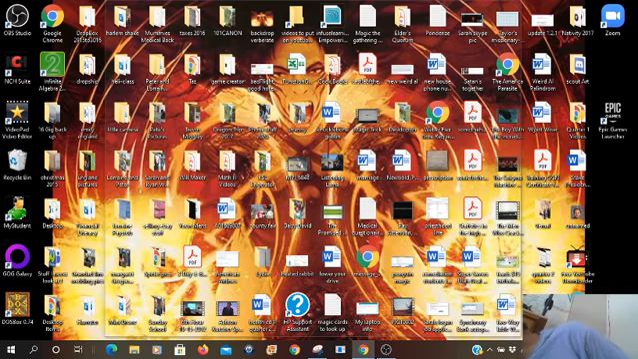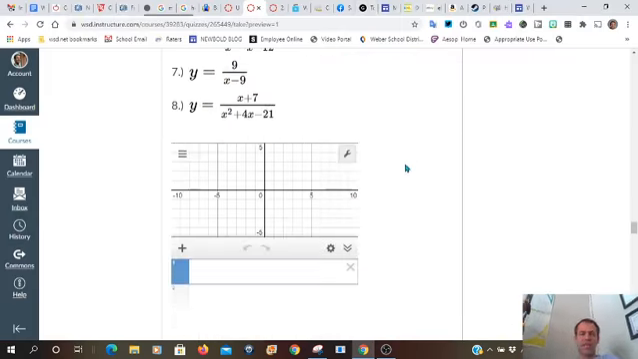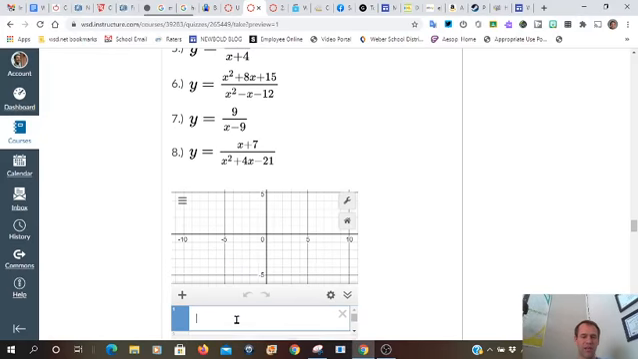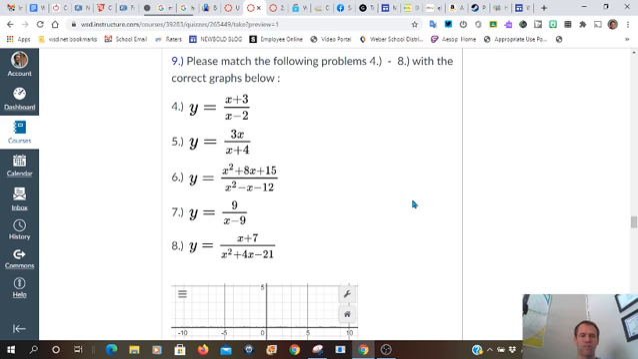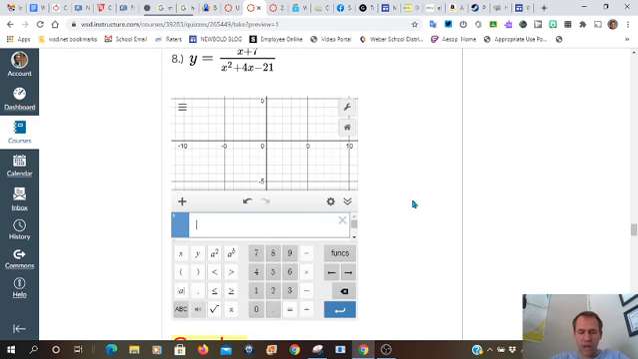So number 9 is just going to be graphing. Sorry about that. You can use Desmos, you can plug them right in there. For example, x plus 3 over x plus 2, I would use parentheses: (x plus 3) divided by (x plus 2).